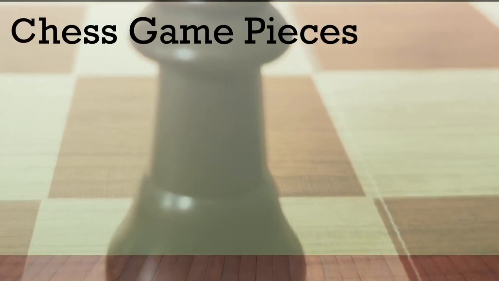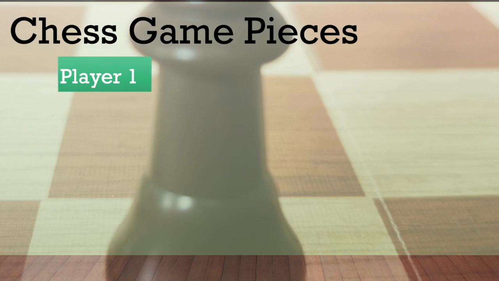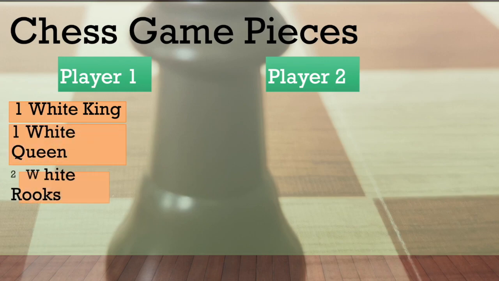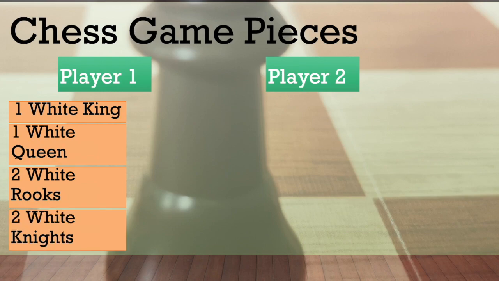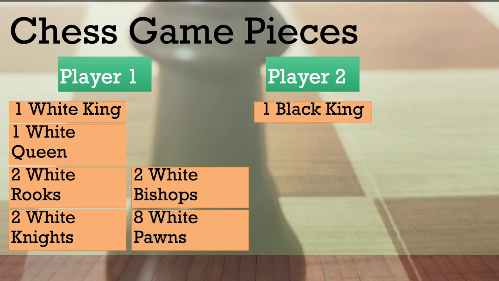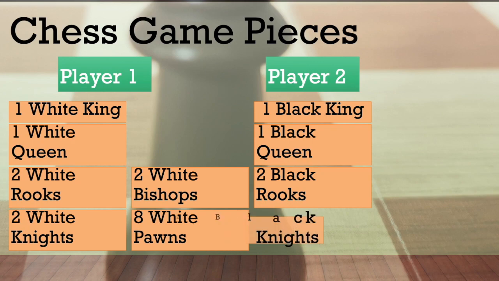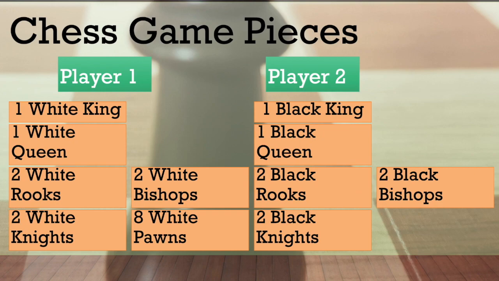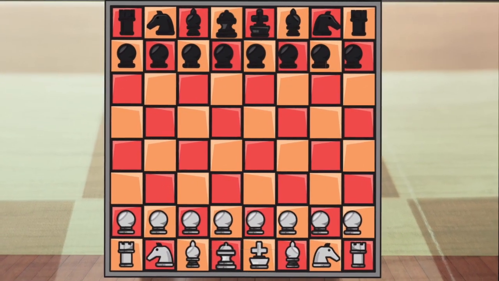Now let's go over what we call the chess game pieces. Remember, there are two players playing in that particular game. One player would have one white king, one queen, two white rooks, two white knights, two white bishops, and eight white pawns. For player two, one black king, one black queen, two black rooks, two black knights, two black bishops, and eight black pawns. All in all, how many chess pieces are there?